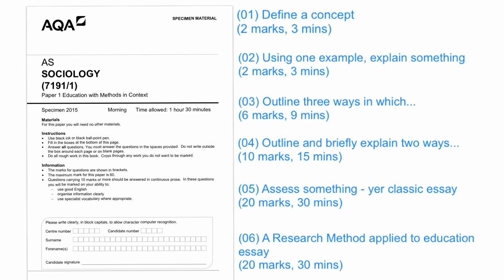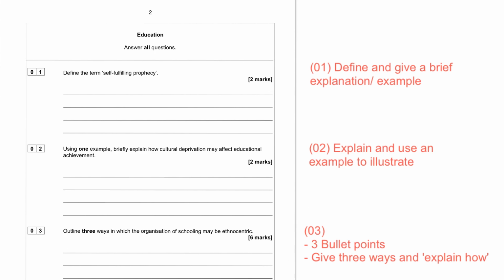So here we have an overview of the questions in paper 1, and for this paper you've basically got 5 questions on education and 1 question on methods in context or applied research methods. And time-wise you're looking at about 1.5 minutes per mark. Here's the first 3 questions in the education paper. And for the education paper you get 1 booklet and you're expected to write your answers below the questions.